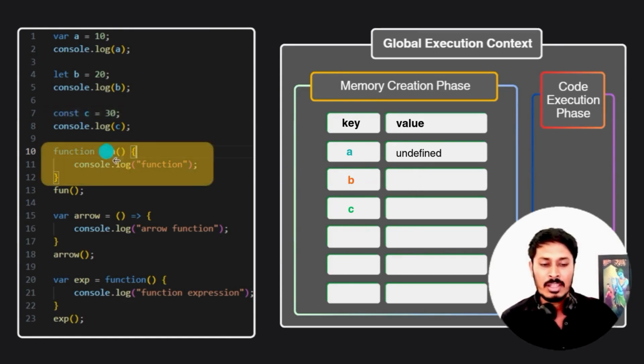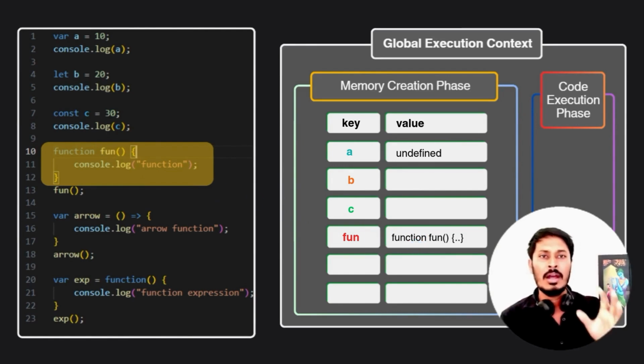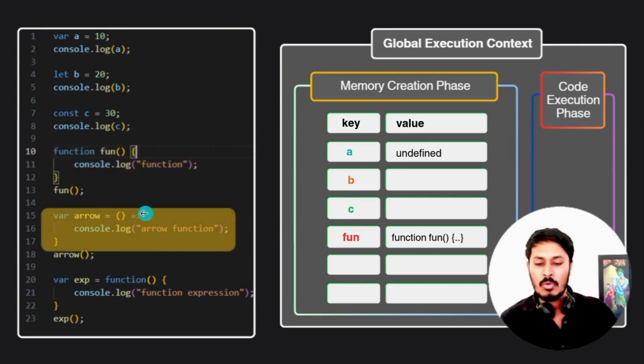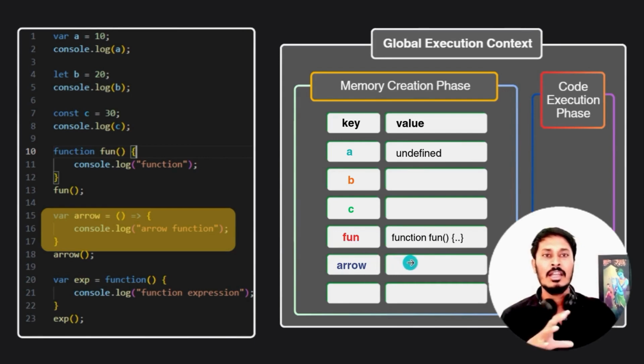Then we have function fun. So memory will be created for function fun, and it will store the entire definition as its value. If you watched my previous video, we will understand this concept quickly. After that, we have an arrow function. And as I mentioned, when we are going with an arrow function, in the memory creation phase, arrow is considered as a variable. So memory will be created for arrow, and initially it will assign a special value undefined.